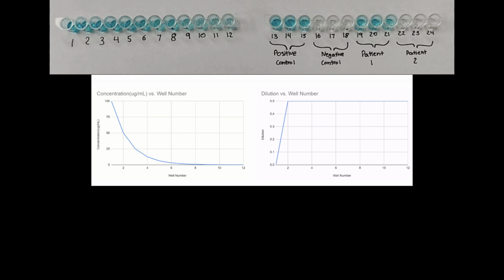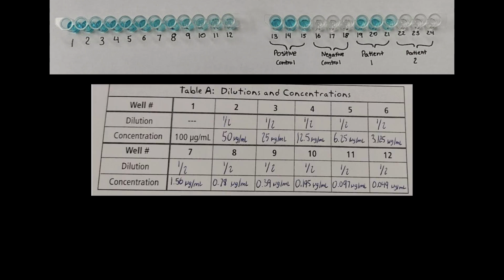In wells 13 to 15, our positive control had a strong blue color, indicating a positive reaction and that our assay is working correctly. Controls are essential to validate the results of the assay. Wells 16 to 18 are negative control or colorless, which indicates the absence of the target antigen.